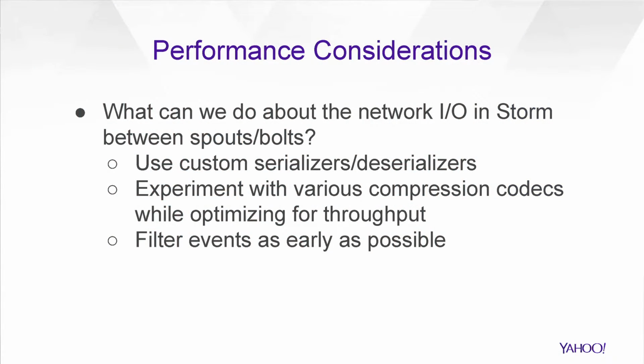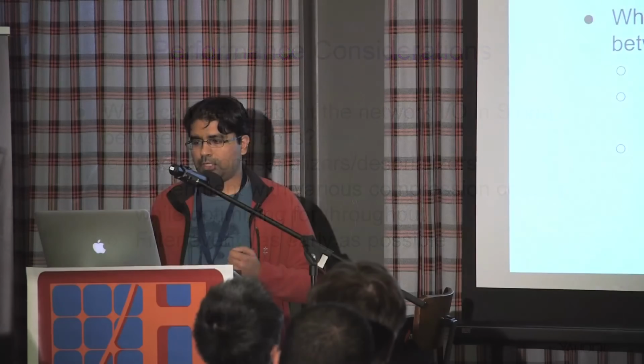Well, what about the I/O in Storm, right? So there's network I/O in Storm. As data is transferred between Storm workers, it is serialized on the source host and deserialized on the target host. In order to reduce the network I/O, by default Storm uses Java serialization, which is bulky. So we ended up using custom Kryo serializers with configurable compression codecs to reduce the size of the data that was sent across the wire. We experimented with various compression codecs and ended up using LZ4HC based on our results. And of course, we want to filter out unwanted events as early as possible.